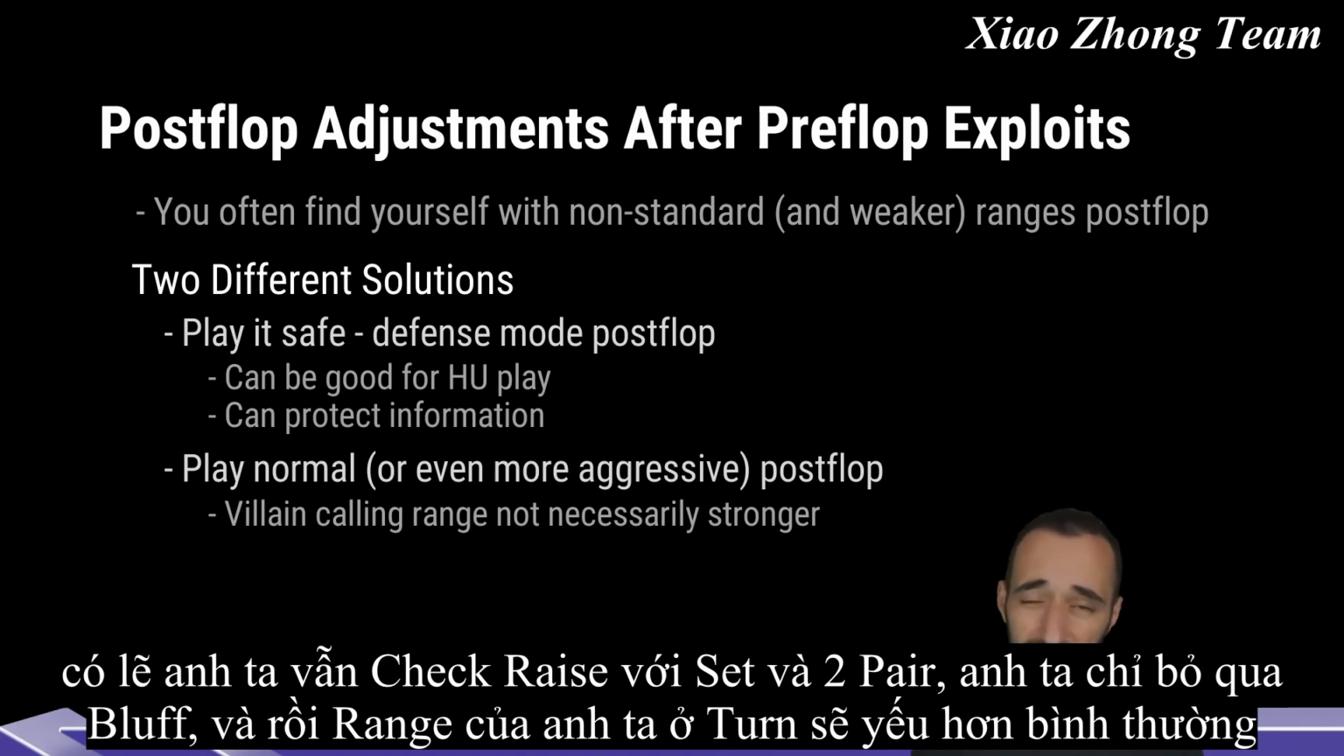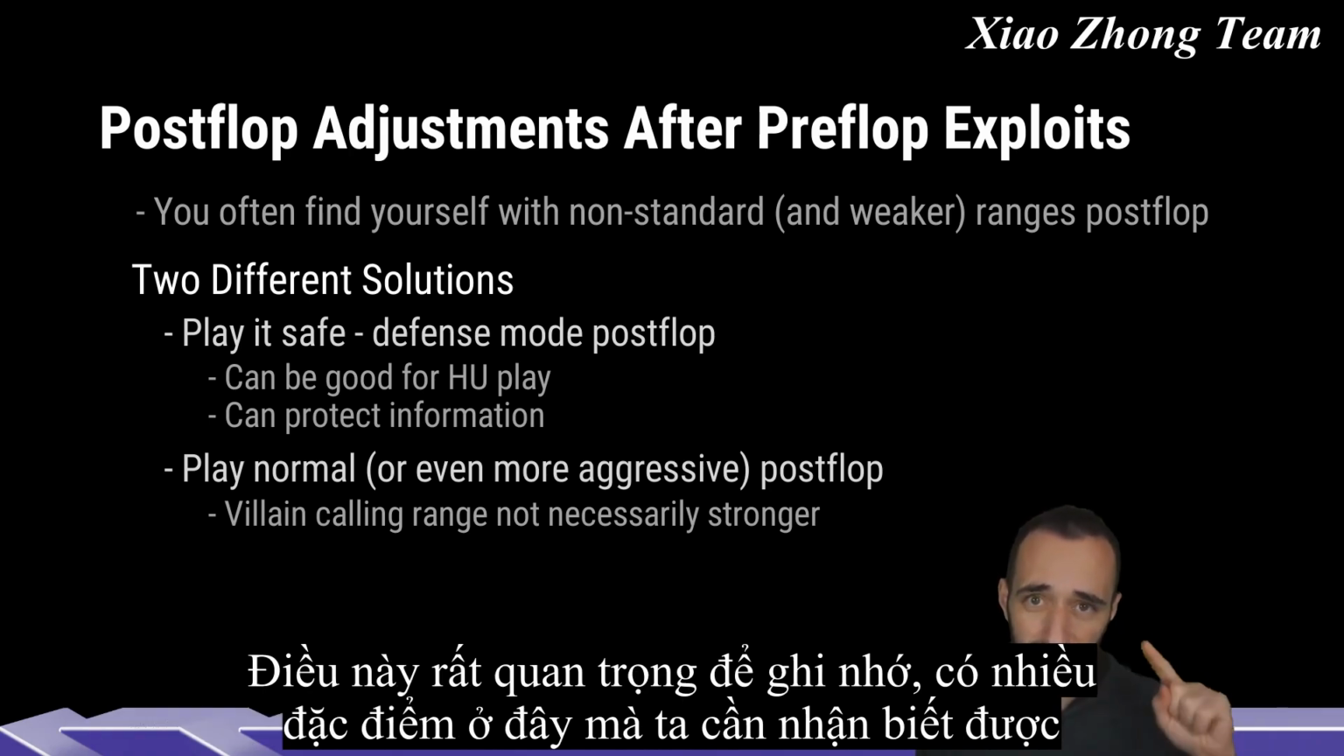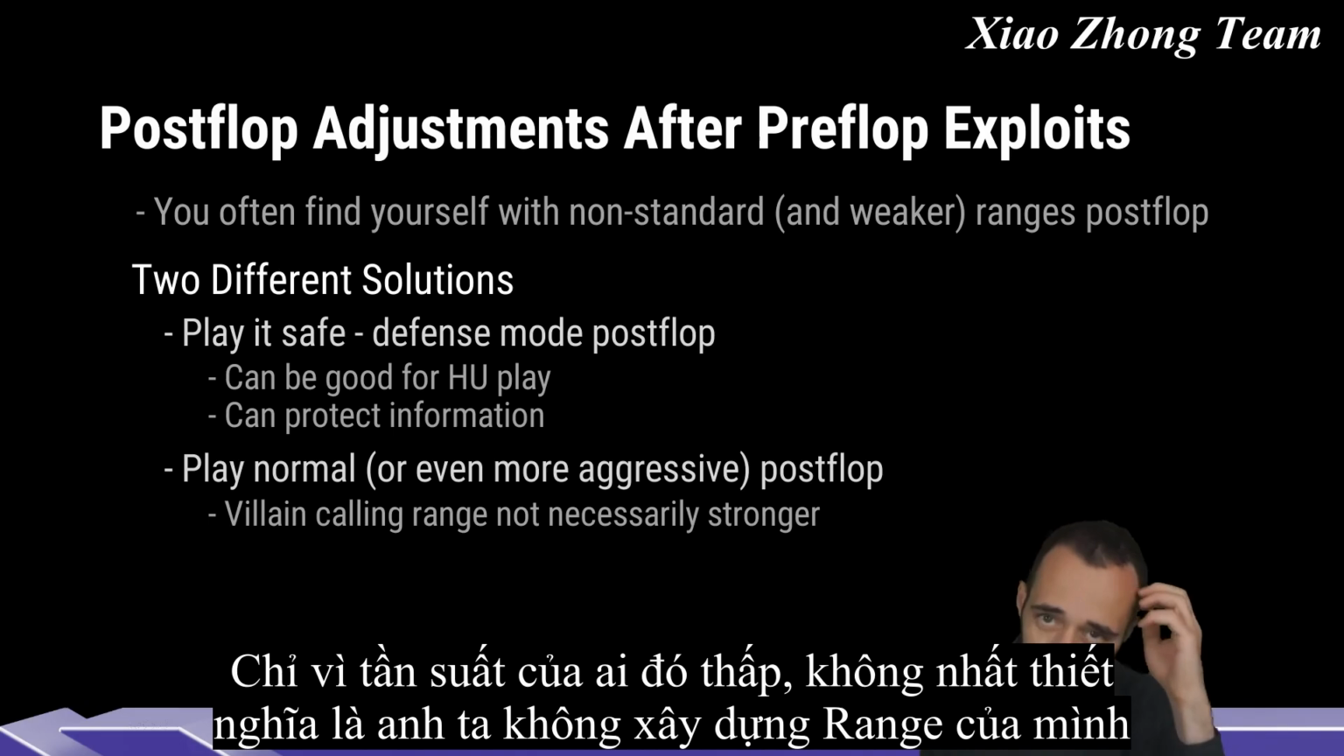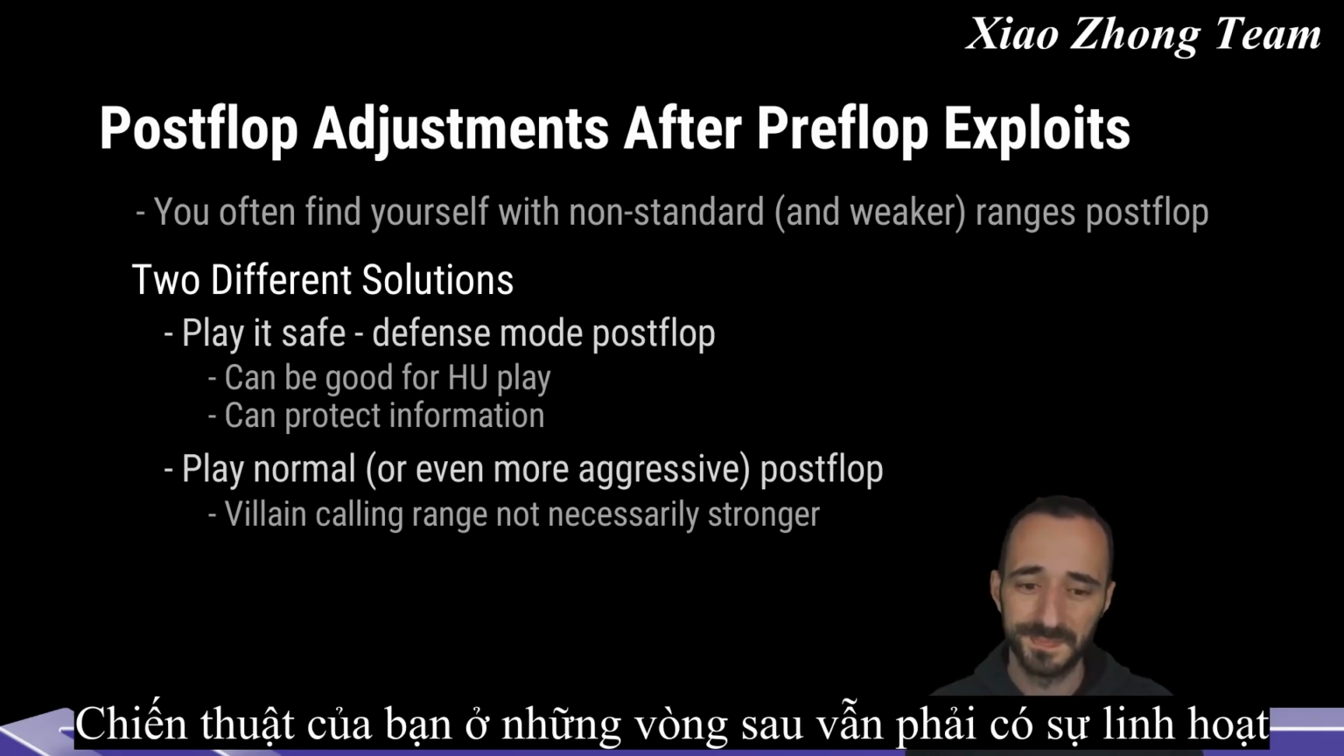Maybe he's still check-raising all the sets and two pairs and he's just missing bluffs. And then his range on the turn is actually weaker than usual. Okay, so it's important to keep in mind there are nuances here that we want to be aware of. But just because someone's frequency is lower in a line doesn't necessarily mean in which way he's constructing his ranges. So your strategy for the next streets still has some flexibility.